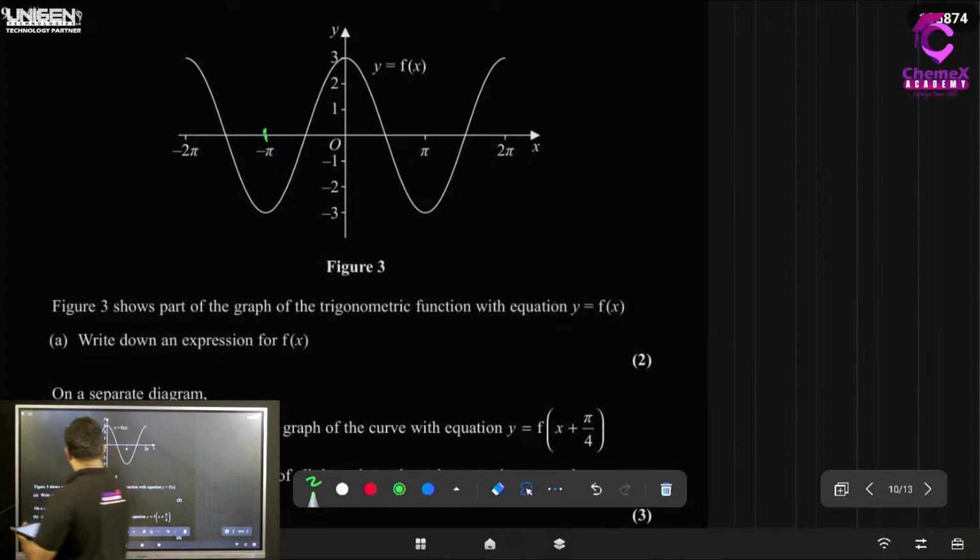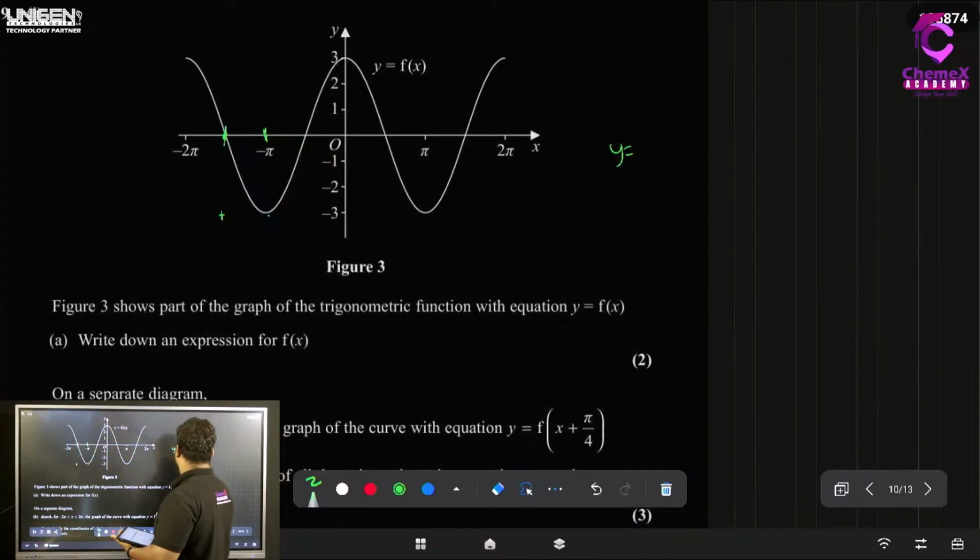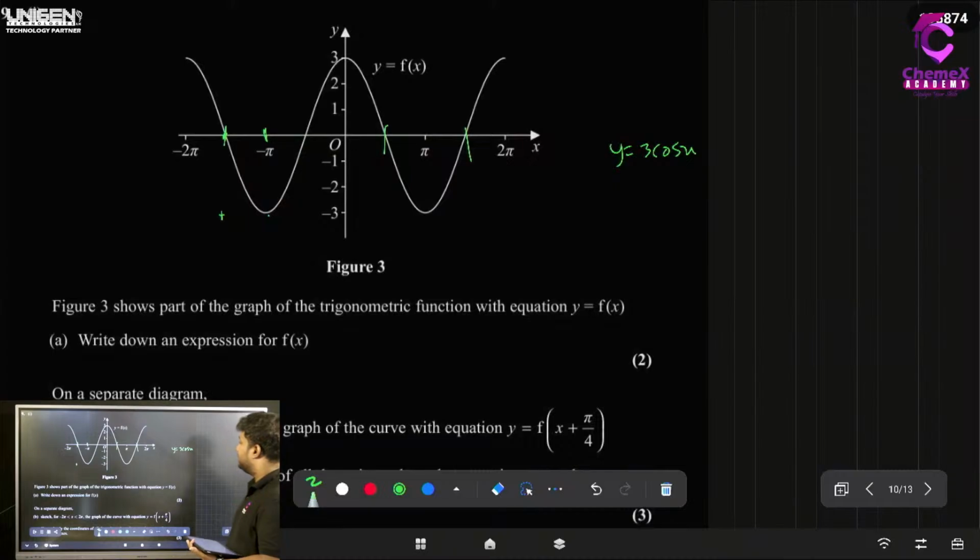This will go somewhere here, right? This was actually where? Usually this graph cuts at what place? Okay, first of all you need to know 3 cos x. Tell me, what are these points where it cuts, in radians or degrees or whatever? What are those places?